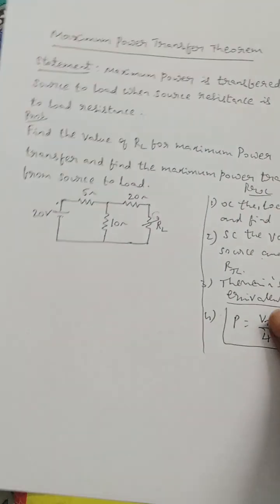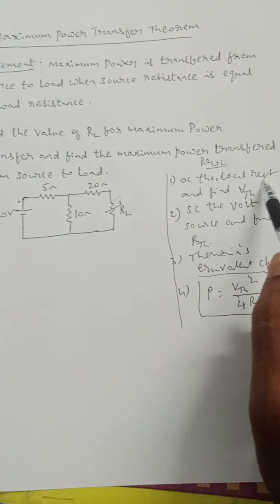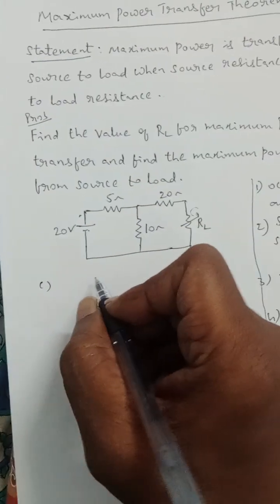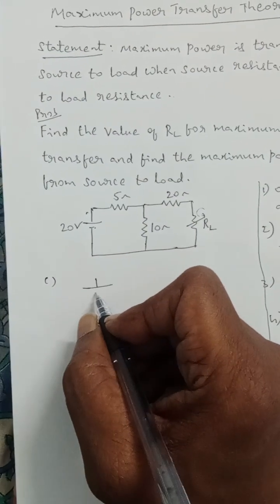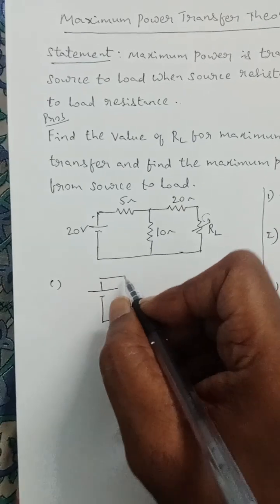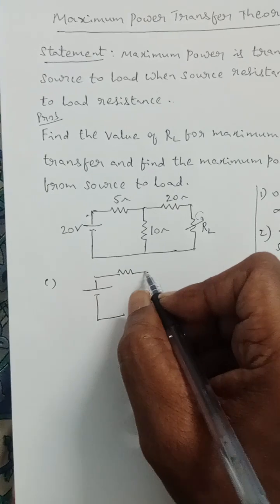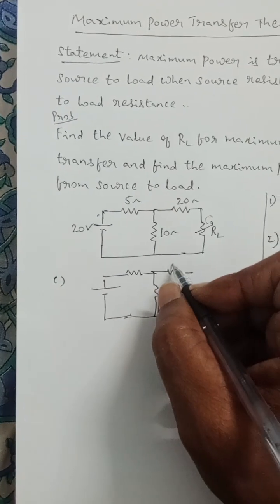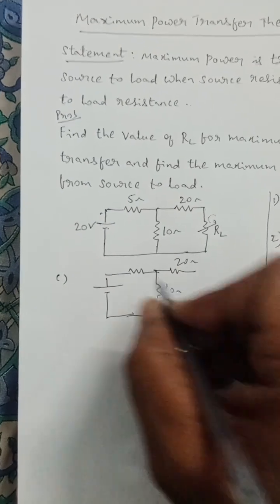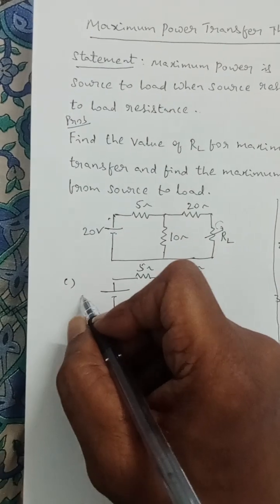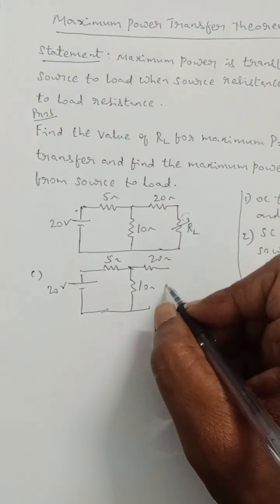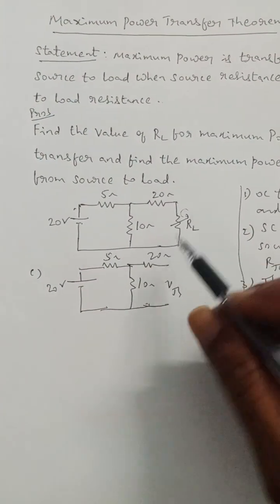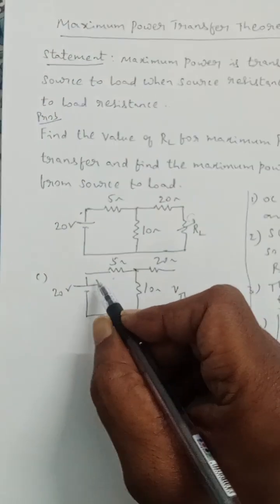Okay, so first of all, I will open circuit the load resistance. Open circuit the load resistor. This is 20 ohms, 10 ohms and 5 ohms, 20 volts. So I will find V Thevenin here. To find V Thevenin, I will use the direct Ohm's law.